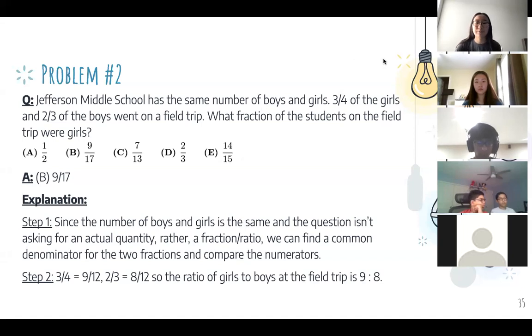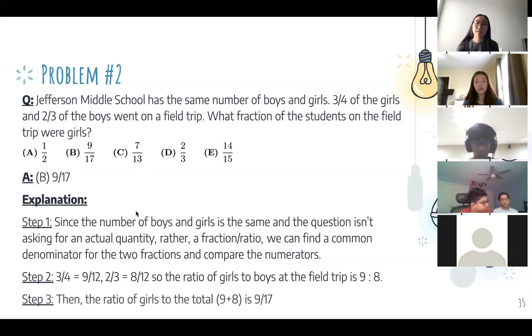But now we have to find what fraction of the students on the field trip were girls. Since each unit is an equivalent amount of people, we can just add 9 plus 8. That gives us the total ratio of the total students, and the ratio of girls is still 9. So then our answer is 9/17.